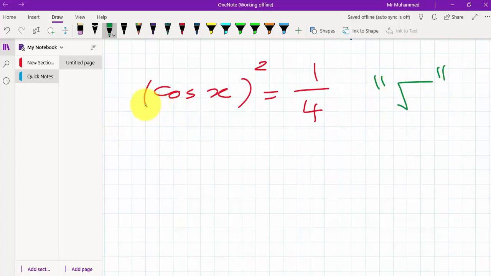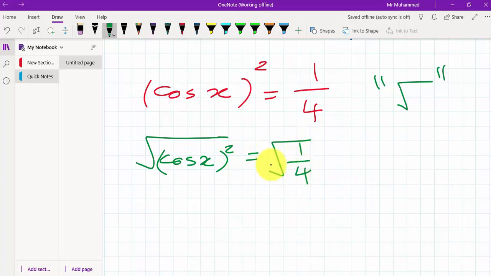Now, the square root of cosine of x all to the power 2 is equal to the square root of 1/4. We just took the square root of both sides. On one side, the square root cancels with the power 2. On the other side, the square root of 1/4 is equal to 1/2, because the square root of 1 is 1, and the square root of 4 is 2. And on the other side, we have cosine of x. Cosine of x is equal to 1/2.